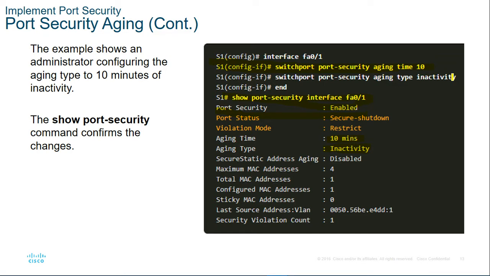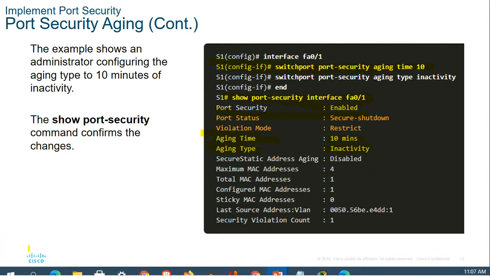Why has the administrator configured it like this? If the PC is not accessing interface F01 for 10 minutes, if it is inactive for 10 minutes, then the MAC address of that PC will be removed from the interface F01. So the aging time is 10 minutes and the aging type is inactivity. You can see this from the output of the show port-security interface F01 command.